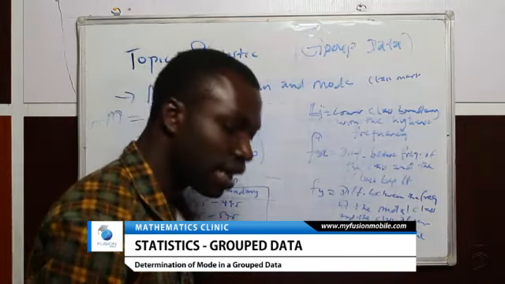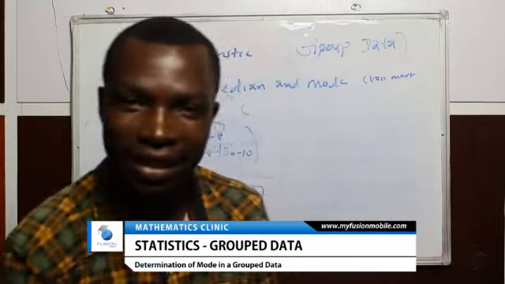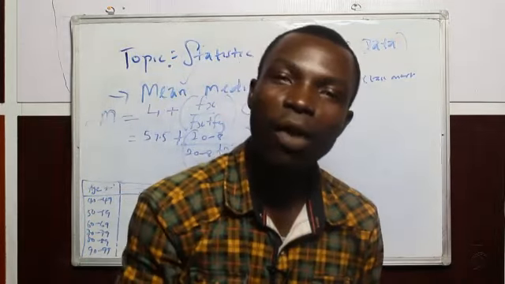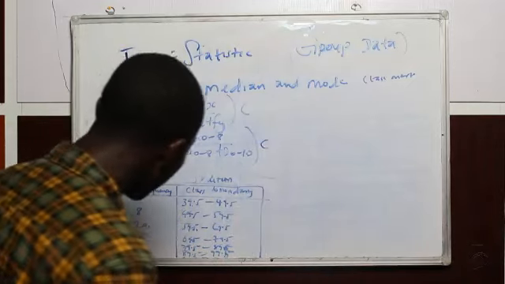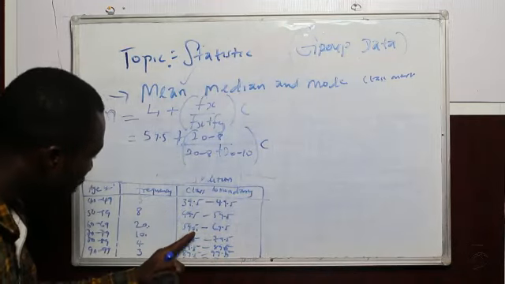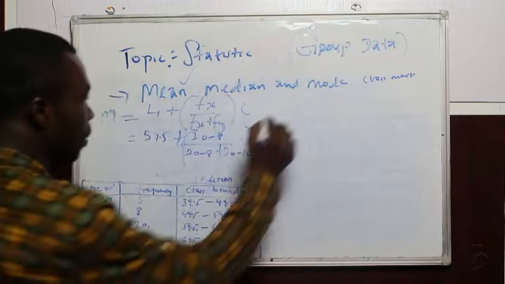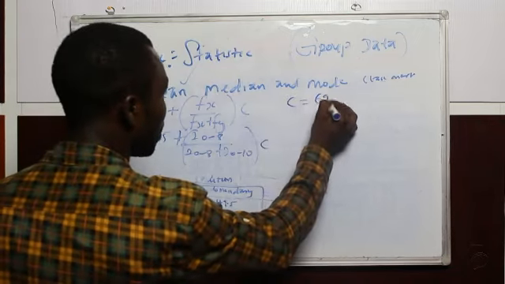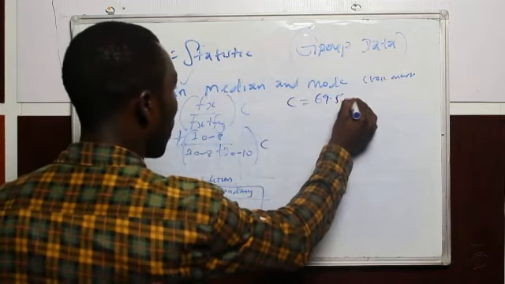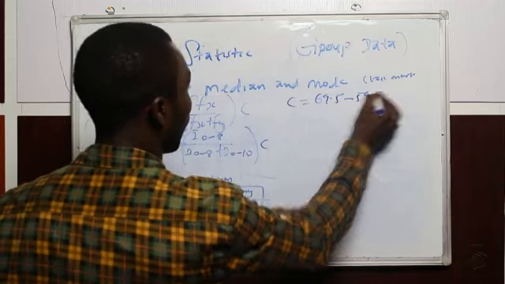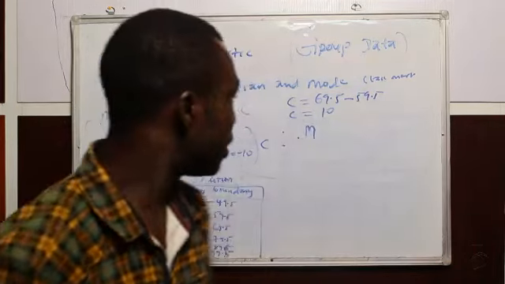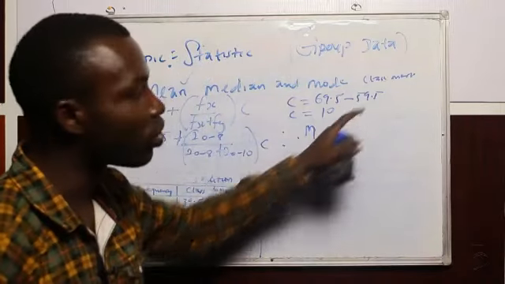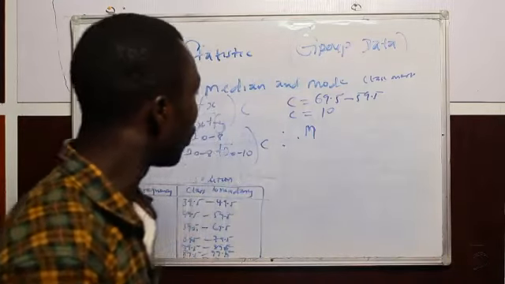And what is our C? Our C is the class interval. How do we get our class interval? Look here. This is the lower class boundary, and this is the upper class boundary. C is given to be 69.5 minus 59.5, which is equal to 10.